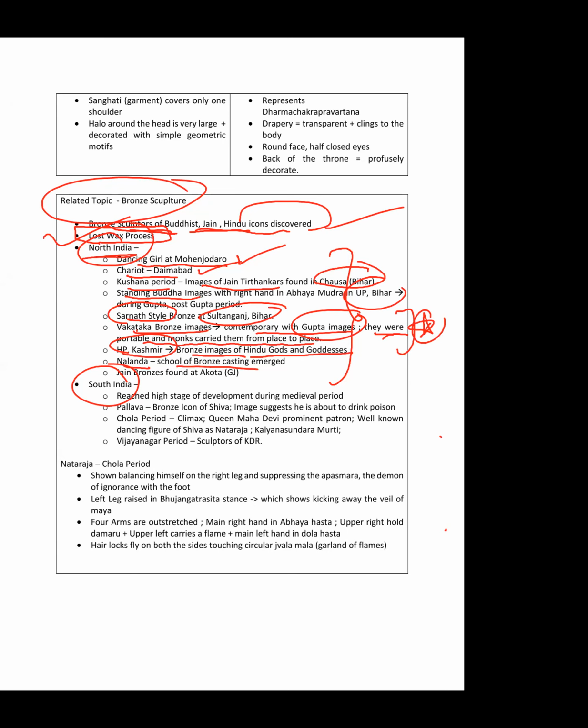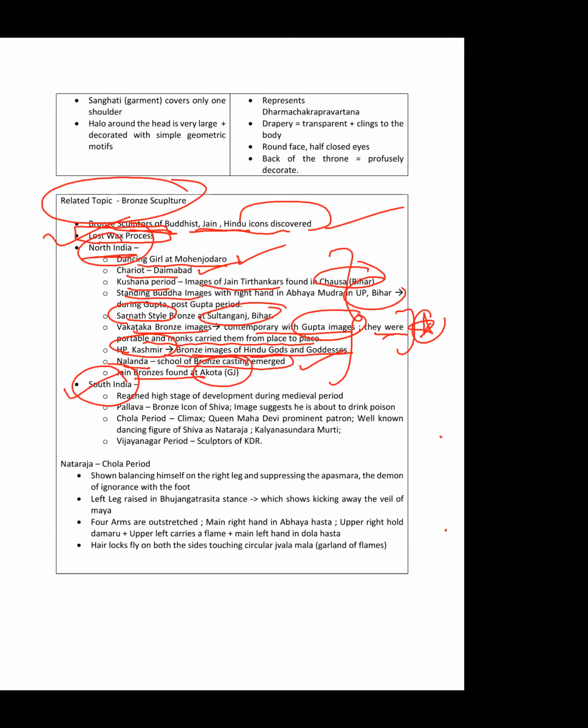Nalanda school of bronze casting emerged. Jain bronze found at Akota, Gujarat, right? We know that Jainism flourished in the Gujarat region, right? So remember just 5-6 points out of this, so that if need arises, you can reproduce these points.